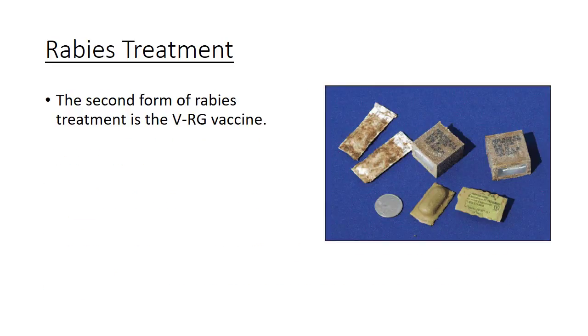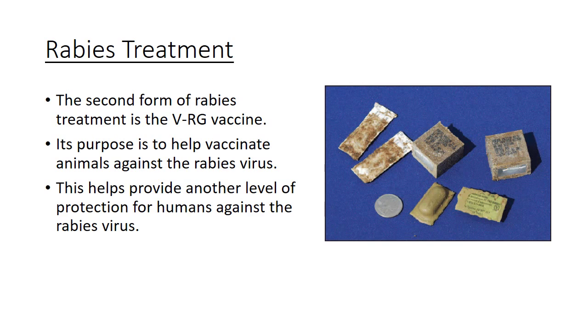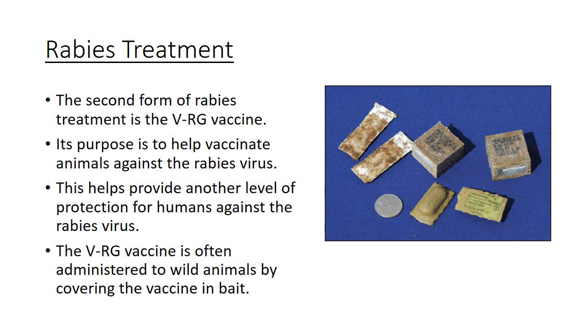The second form of rabies treatment is the V-RG vaccine. Its purpose is to help vaccinate animals against the rabies virus. This helps provide another level of protection for humans against the rabies virus. The V-RG vaccine is often administered to wild animals by covering the vaccine in bait.